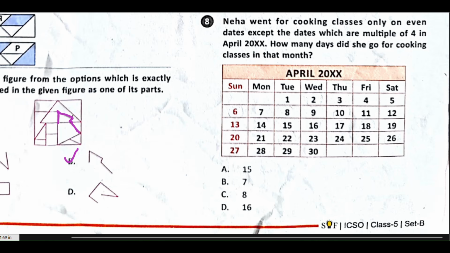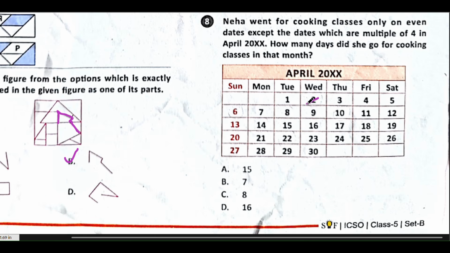Question number 8. Neha went for cooking classes only on even dates except the dates which are multiples of 4 in April 2006. How many days did she go for cooking classes in that month? So in April there are 30 days and they are saying she only went on even days. So all odd days are her holidays, and except the dates which are a multiple of 4. So 4, 8, 12, 16, whatever numbers come in the table of 4 are not there.